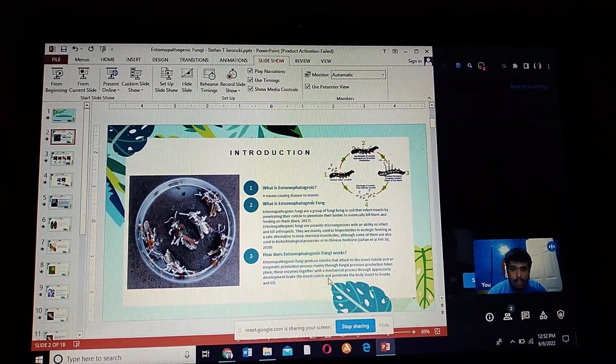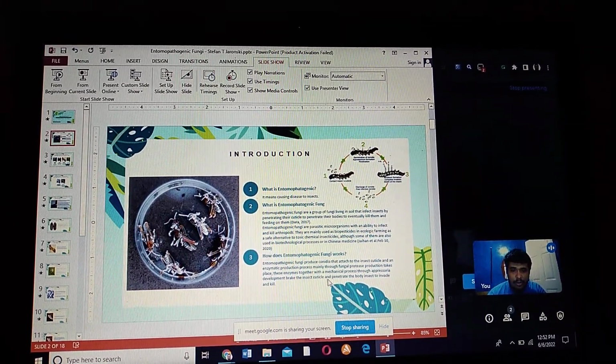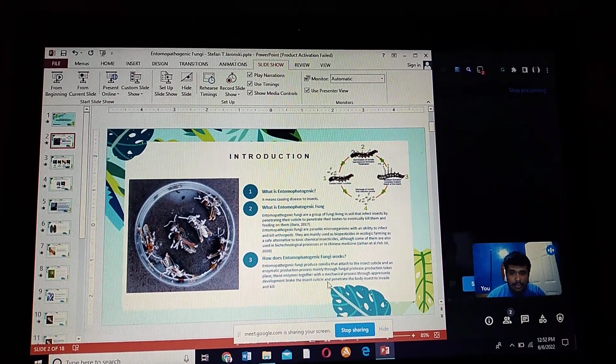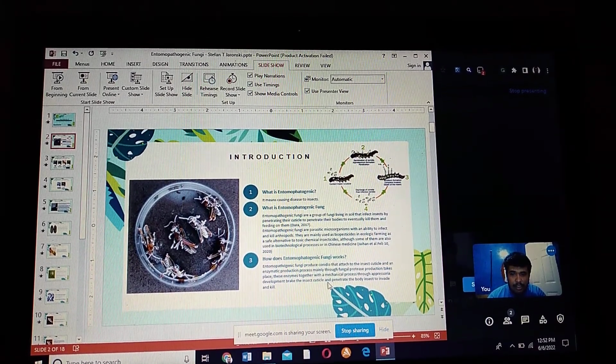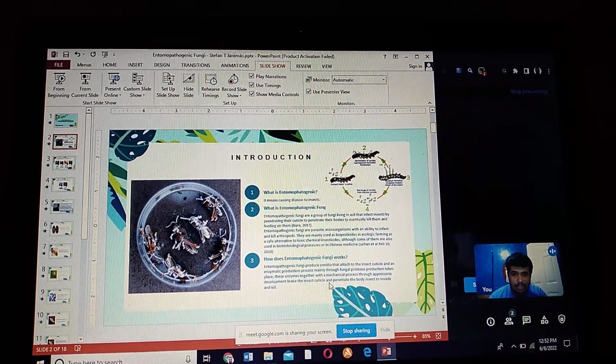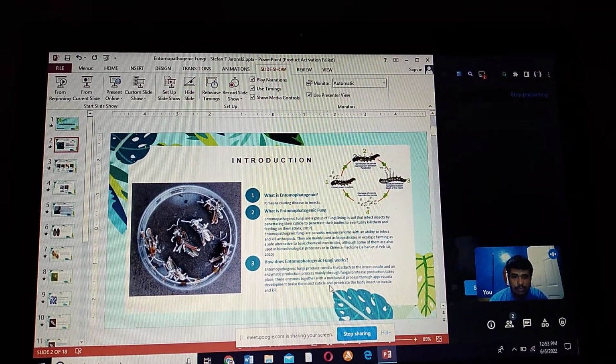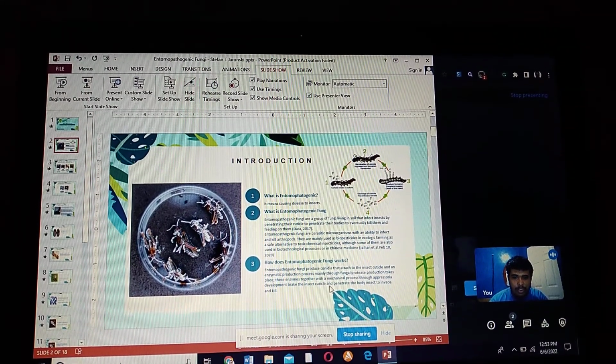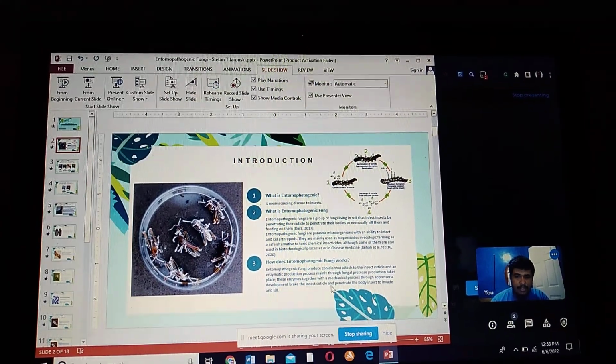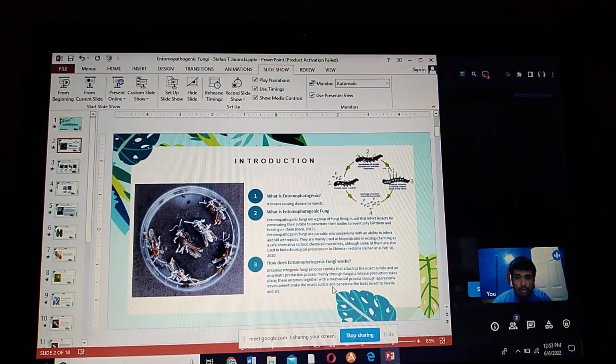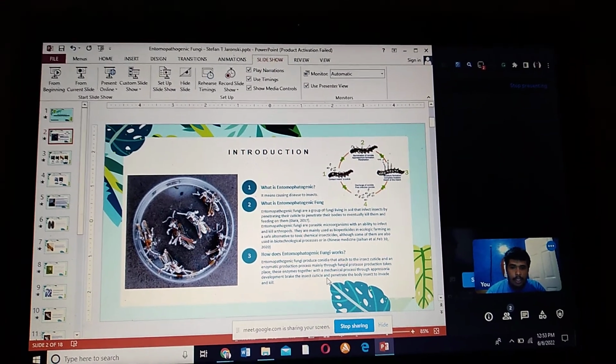They are mainly used as biopesticides in ecological farming as a safe alternative to toxic chemical insecticides, although some of them are also used in biotechnological processes or in Chinese medicine. How do entomopathogenic fungi work?